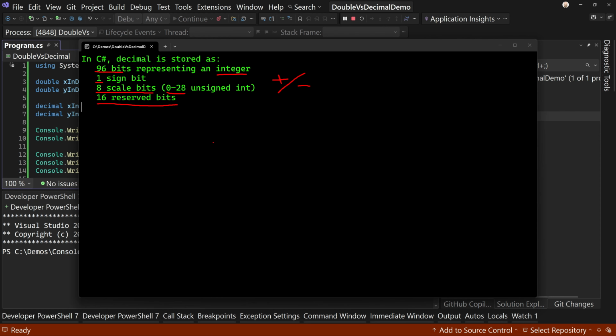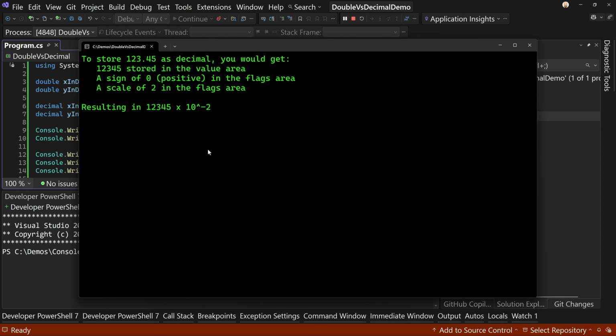In any event, let's figure out how this is actually stored. Because remember, when a computer stores data, it stores it in bits. And what are bits? Bits are ones and zeros. So we have 1, 1, 0, 1, like that's 4 bits, okay? So let's see how we're storing a decimal number in memory, actually. So if we're going to store 123.45 as a decimal, you would store 12345. Okay, that's the integer we're storing.